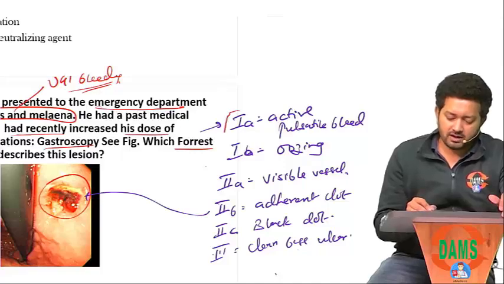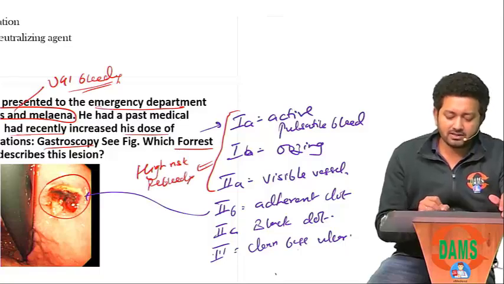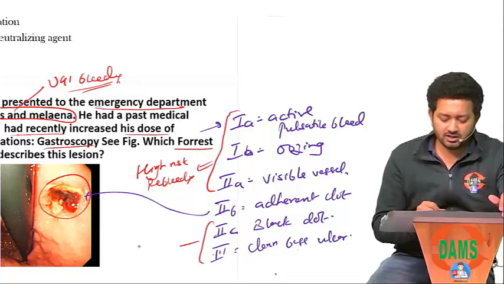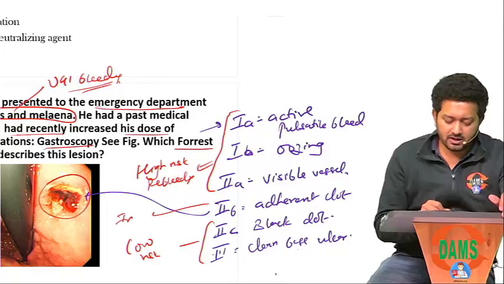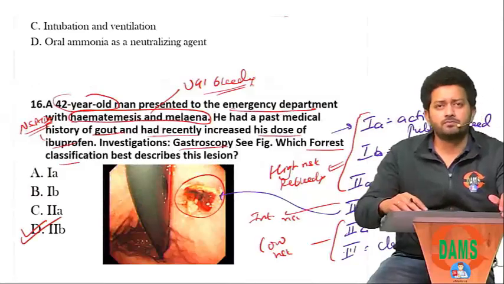So 1A, 1B and 2A are at high risk of rebleeding. In these cases, the chances of rebleeding are high. 2C and 3 are low risk, and 2B is intermediate risk. So this is an adherent clot, so this is 2B.